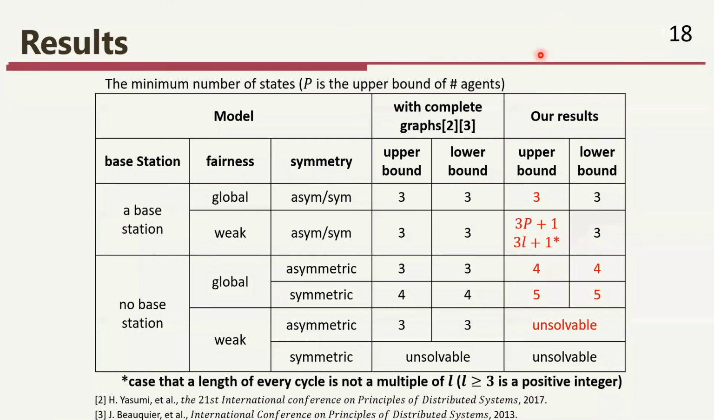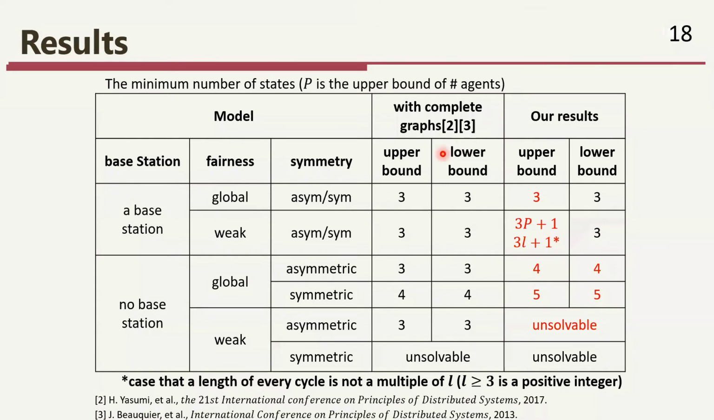Please look at the result again. Please recall that this table shows a minimum number of states to solve the uniform bipartition. In a model with no base station under global fairness, we show that with arbitrary communication graphs, 4 states are optimal for asymmetric protocols and 5 states are optimal for symmetric protocols.